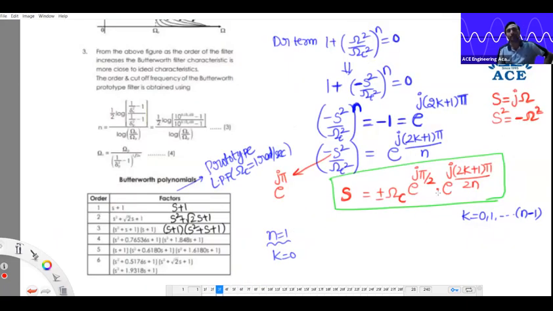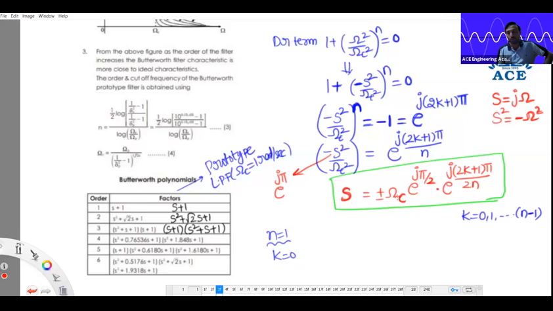Correct or not? Plus or minus ωc e^(jπ/2) into e^(j(2k+1)π/2n). Substitute k as 0, n as 1. See here everyone, k as 0, n as 1. This is e^(jπ/2). This is e^(jπ/2) into e^(jπ/2), meaning e^(jπ). e^(jπ) is minus 1. 1 by s plus 1 is the answer.